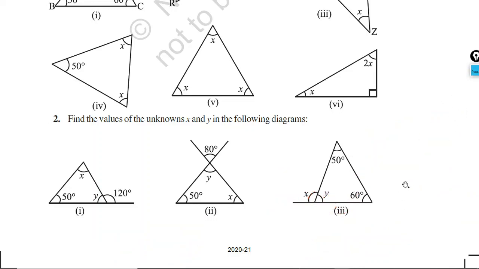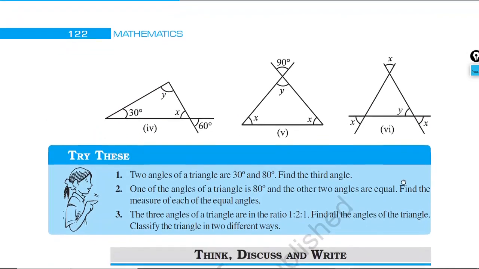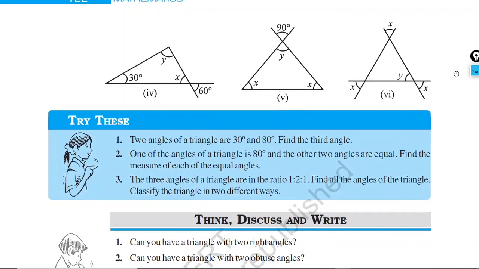Okay, this is the end. No, we have some more questions. Three more questions. We will try them also. See, part IV. You have 30 degree, x, y. Here you directly write x equals 60. So this is your 60. Why? Because they are vertically opposite angles.